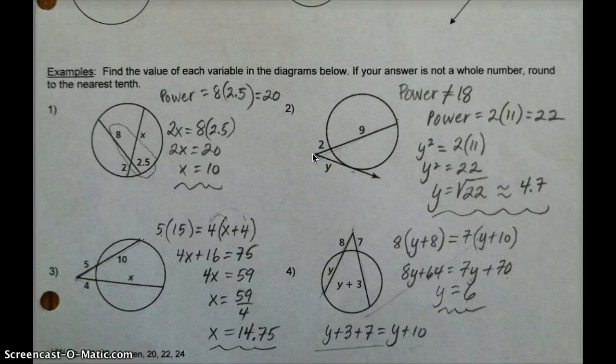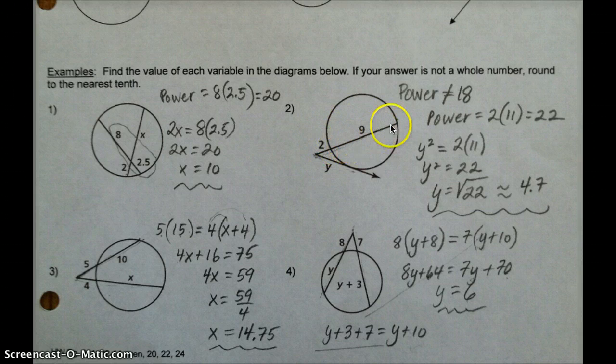So the power, though, is not equal to 18. It's not 2 times 9. The power is going to be this distance here, from the point to this point on the line here. And then it's going to be from this point to this point. So it's going to be 2 times this whole length.